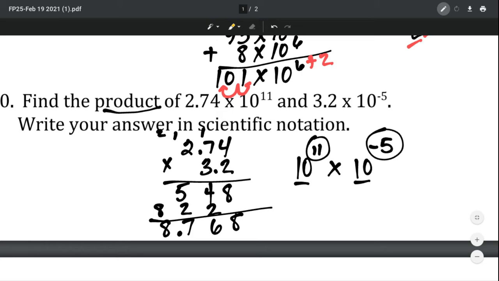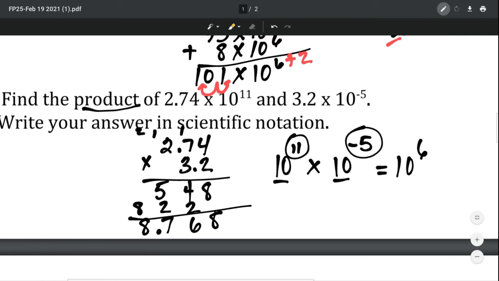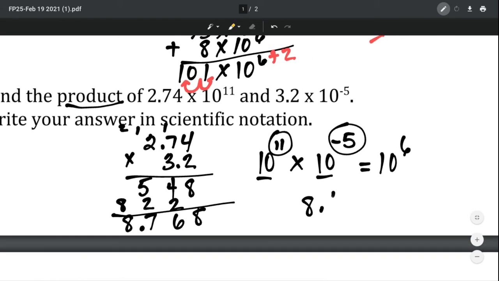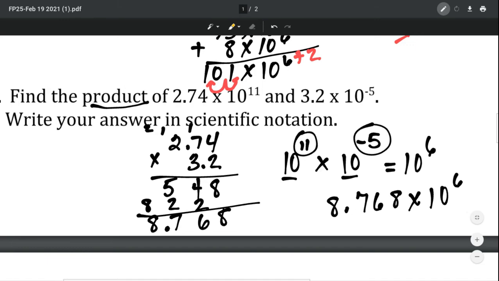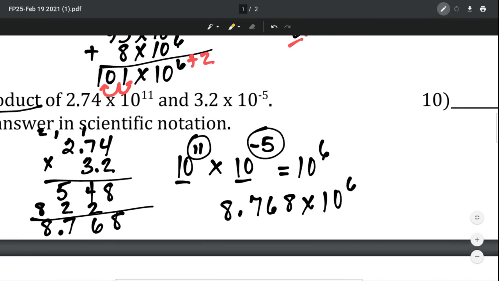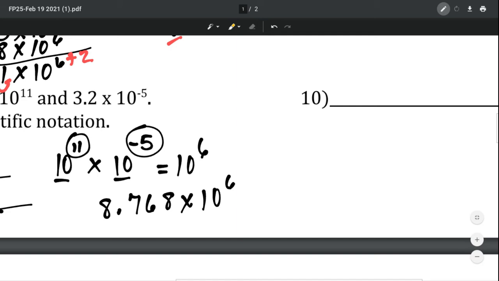So when we're multiplying those and we have the same base, we're just going to add those. So 11 plus negative 5, what is that? 11, 10, 9, 8, 7, 6. So we have a positive 6, right? Equals 10 to the 6. So now we're going to put that all together. And let's make sure it's in scientific notation. All right, so the first number is between 1 and 10. So we are all good. We don't have to use LARS. We don't have to move that decimal. So on our line, 8.768 times 10 to the 6th power, and we're all good.